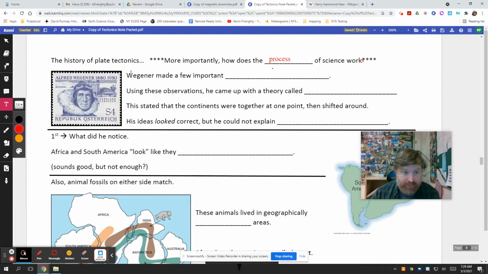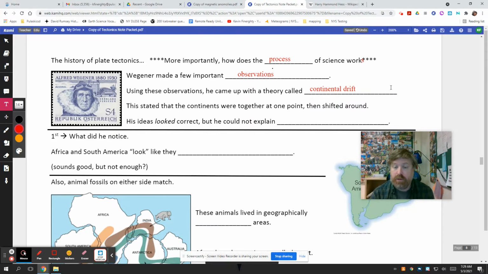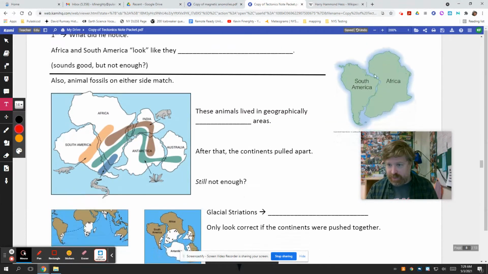So this dude named Alfred Wegener made a few important observations. He noticed some things about Earth and Earth's surface and started to put his thoughts together and came up with a theory called Continental Drift, which states that the continents at one time must have been all together, and then they started shifting around. And we'll say this in a minute here, but the classic thing that everybody notices is that South America and Africa kind of look like they fit together, and especially when you do it with the continental shelves, they really match up really well.